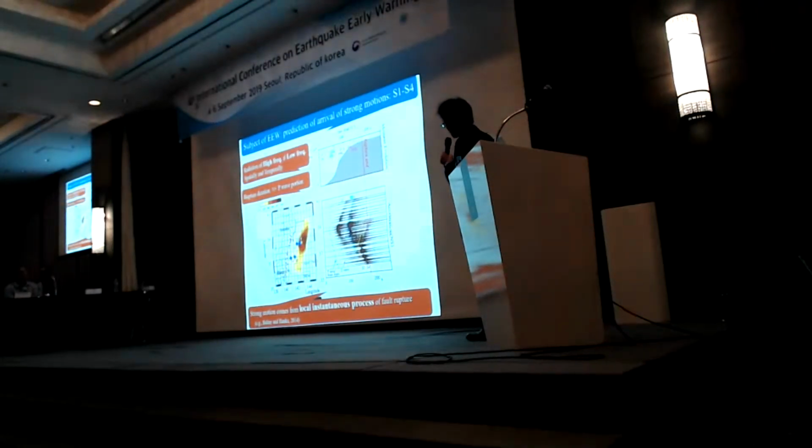So third, strong motion comes from the local instantaneous process of fault rupture. For example, in the Tohoku region, S1 and S2 contribute a lot, but S3 and S4 not so much. And in the Kanto region, S1 and S2 contribute not so much, and S3 and S4 contribute a lot. Which means strong motion comes from the local instantaneous process of fault rupture. So for the prediction of ground motion, not all processes are required.